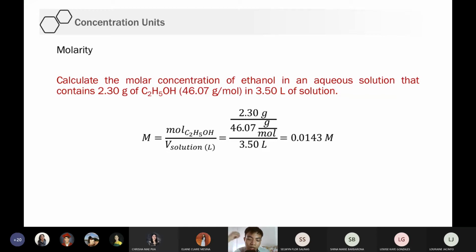So ayun. To solve for the molar concentration, we use the formula for molarity. That's molarity equals mole of your solute per volume of the solution in liters. Okay? So you plug in all the info. This is the mass of your solute, molar mass of your solute. This is the volume of the solution in liters. Then you will get the final answer, 0.0143 molar or capital letter M. Molarity yun. So, ganun lang.